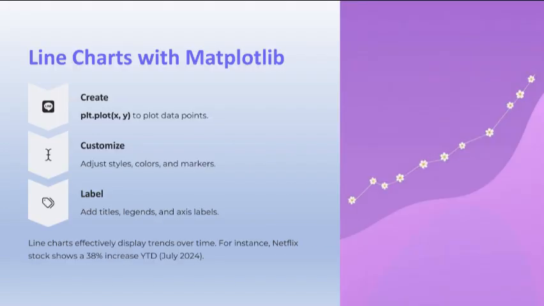Line plot. Let's talk about creating a line chart with Matplotlib. Start with plt.plot to draw your data, then customize it, changing styles, colors and markers to make it pop. Don't forget to label your chart with titles, axis names and legends for clarity. Line charts are great for showing trends. For example, Netflix stock rose 38% as of July.